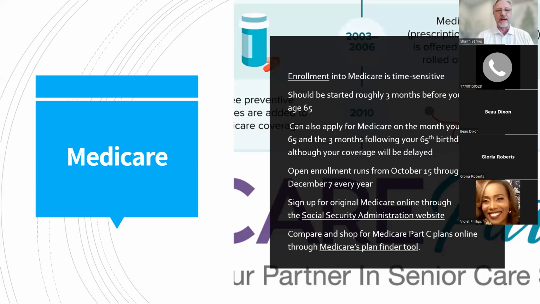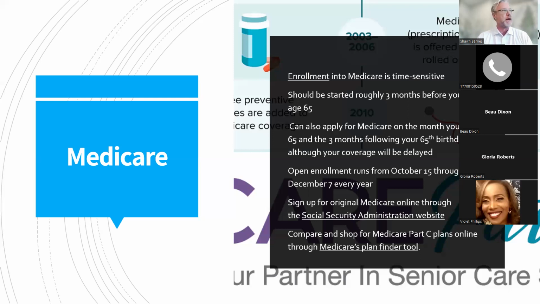Your coverage will be delayed, or you must wait until open enrollment, which is every year from October 15th to December 7th, which I can remember because my oldest child was born on December 7th, which was also the day of D-Day, a day that will live in infamy.